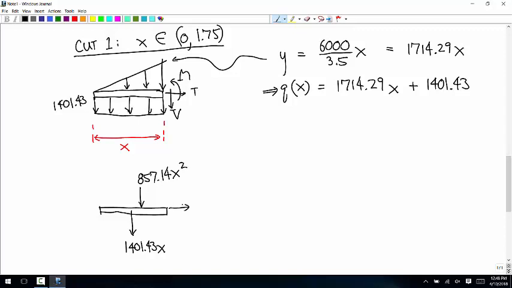And then the internal loads. Anybody have any questions about calculating those point forces? The triangle that we're dealing with is like this, with a length of x and a height that I figured out here from the equation for the line, 1714.29x. And then the area is those two multiplied together divided by 2. And then the internal loads, T, V, and M.